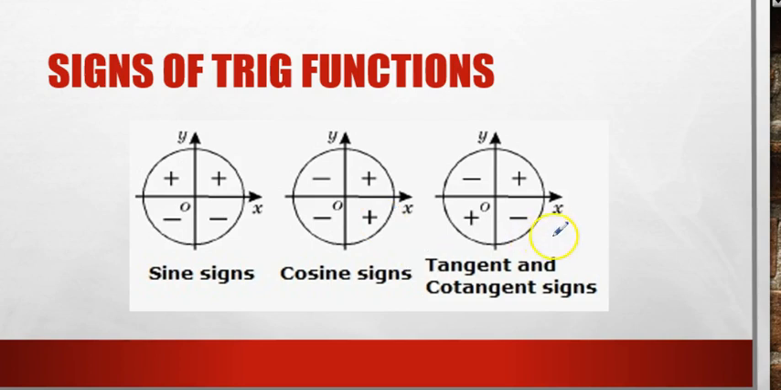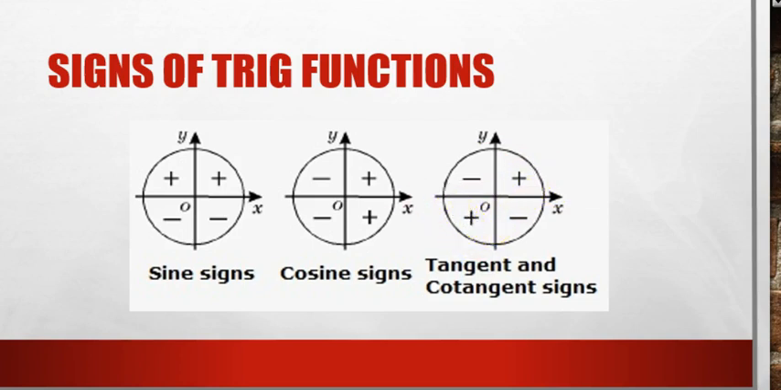And then the last one is the tangent or cotangent functions. These are based on y divided by x. So you either need both the x and the y coordinate to be positive, which happens in quadrant 1, or you need both of them to be negative, because then a negative divided by a negative is positive. So that happens in the third quadrant. So the two places that tangent and cotangent will be positive are quadrant 1 and quadrant 3.